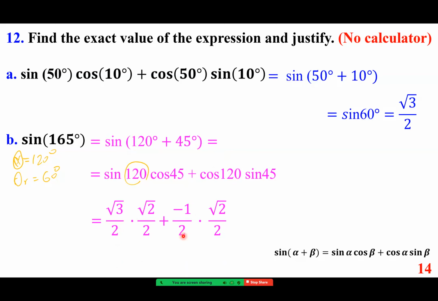All of them have the same denominator, namely 4, 2 times 2, 2 times 2. So this is square root of 6, this is minus square root of 2. So square root of 6 minus square root of 2. And this is the exact answer, everybody.